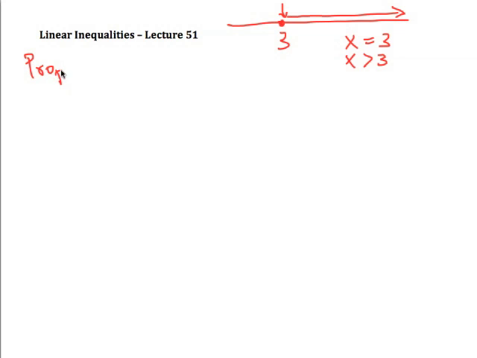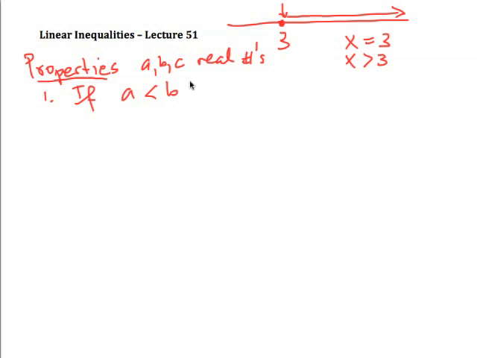First of all, some properties that we need to keep in mind when it comes to inequalities. Right, so if A, B and C are real numbers, and number one, if I have that a certain number, A, is less than B, then if I add C to both sides, it doesn't change the inequality. Similarly, if A was greater than B, then the same thing would happen. A plus C would be greater than B plus C.